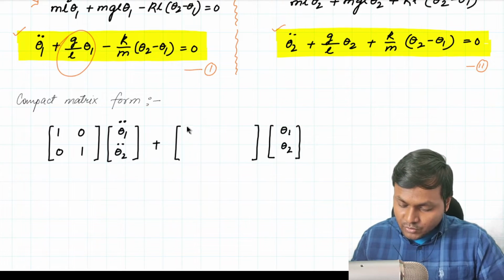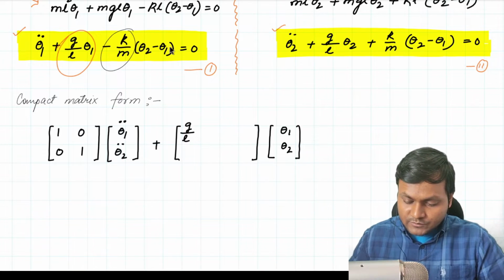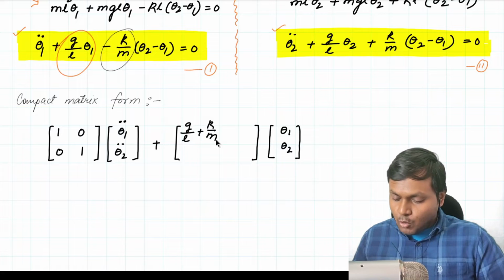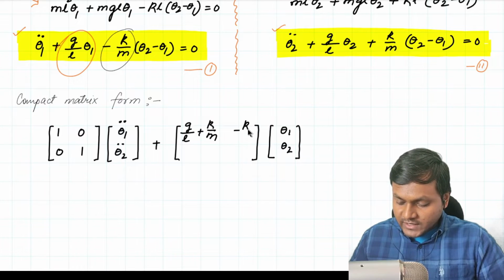First of all, you have g upon L, right? And second of all, you have plus k upon m. So g upon L plus k upon m. What is the coefficient of theta2 in equation number 1? That is obvious from here, minus k upon m.